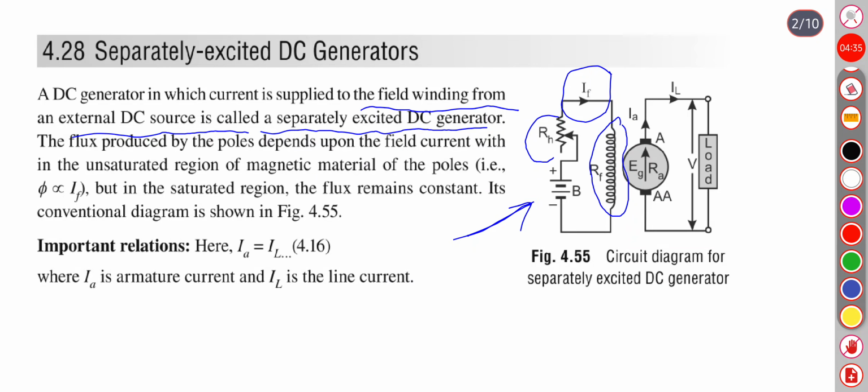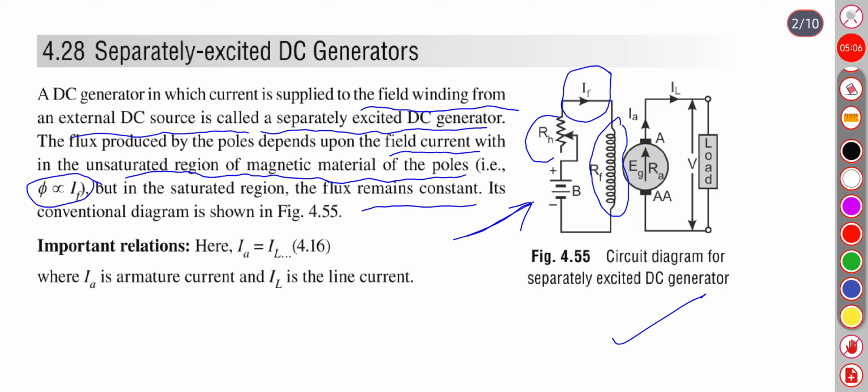The flux produced by the pole depends upon the field current within the unsaturated region of the magnetic material of the poles. Phi is directly proportional to the field current, but in the saturated region the flux remains constant. Its conventional diagram is shown here.